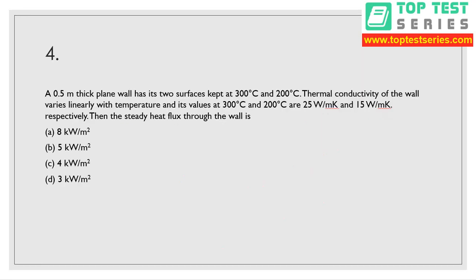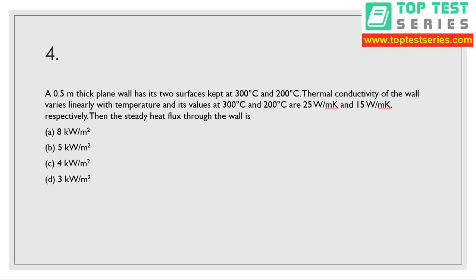Question number 4. A 0.5 meter thick plane wall has its two surfaces maintained at 300 degrees centigrade and 200 degrees centigrade. The thermal conductivity of the wall varies linearly with temperature, and its values at 300 degrees centigrade and 200 degrees centigrade are 25 watt per meter Kelvin and 15 watt per meter Kelvin respectively. Then the steady flow heat flux through the wall is.